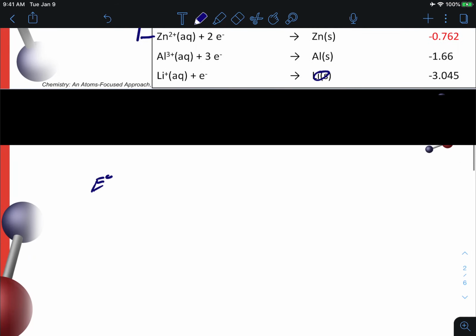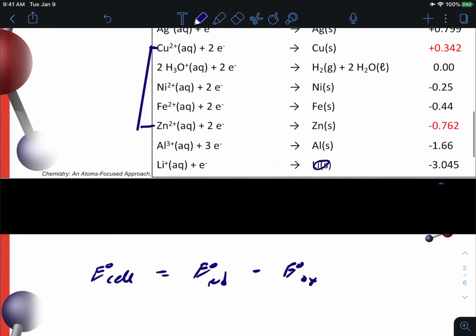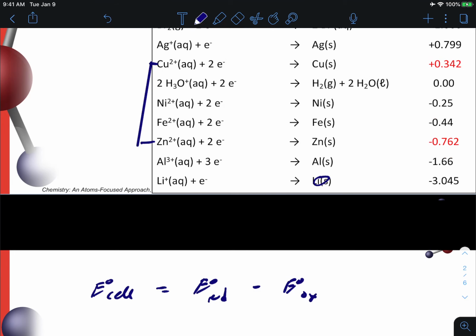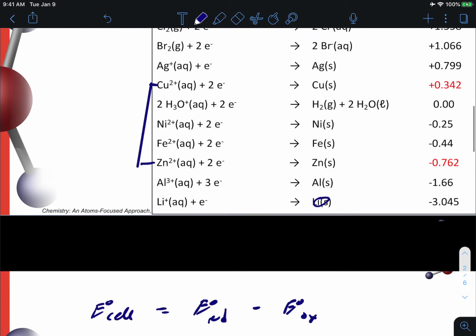The E naught of the cell is equal to the E naught, and however you write this, the cathode or the reduction, it doesn't matter, the reduction minus the E naught of the oxidation. Remembering that the negative sign serves to flip the oxidation one. And that's the one that's going to be lower. So in this case, for copper, it would be 0.342 minus a negative 0.762, and this would be your potential.